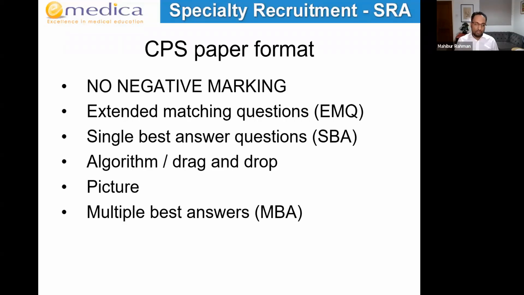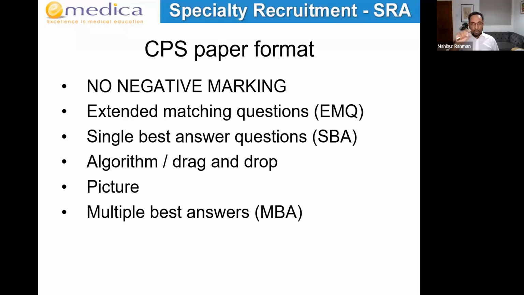So extended matching questions come in sets of 2, 3, 4, or 5, and I'll show you an example of that in a minute. And then single best answer questions, there's usually 5 options, and you pick one, which is the correct answer, okay? Now, within those, some questions might have an algorithm, a picture, okay?